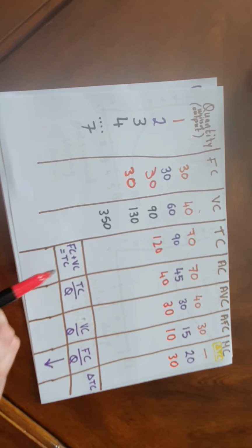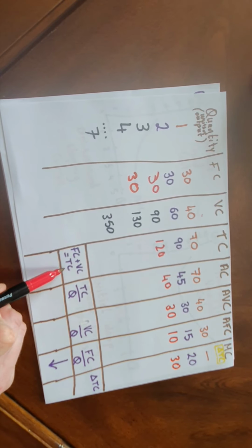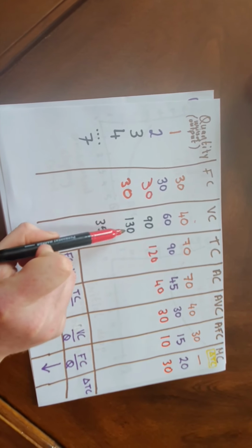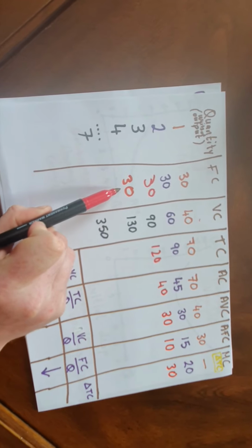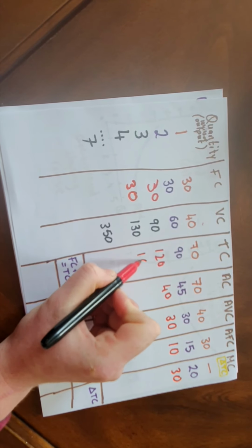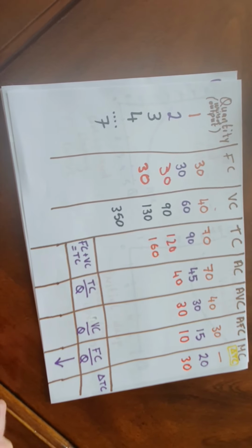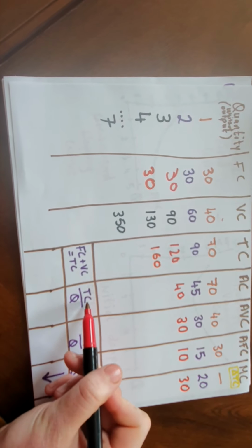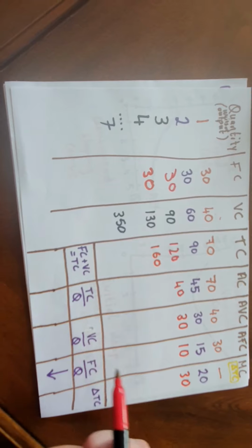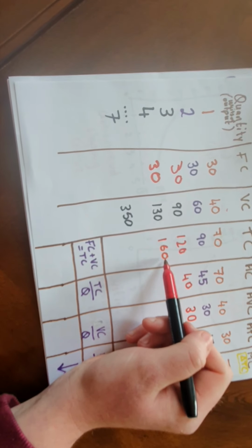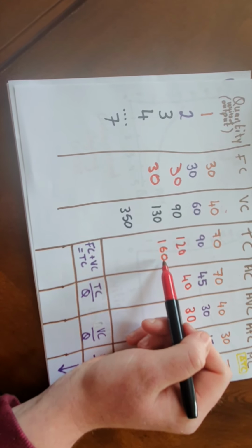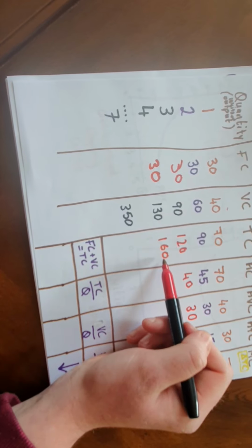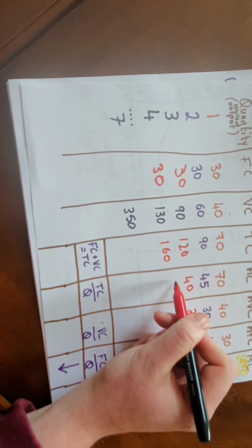Our total costs, again, it's our fixed cost plus our variable cost. So 130 plus 30, so that's going to give us our 160. Then we have to work out our average cost. So our average cost is going to be our total cost divided by quantity. So our total cost is 160. We're dividing that by 4, which is our quantity. So that's going to give us 40.